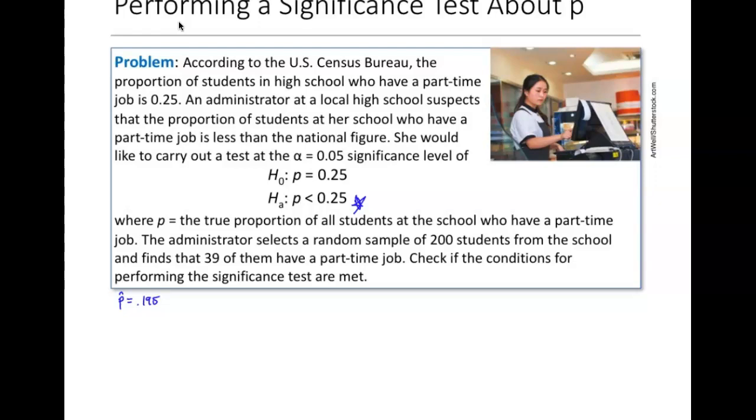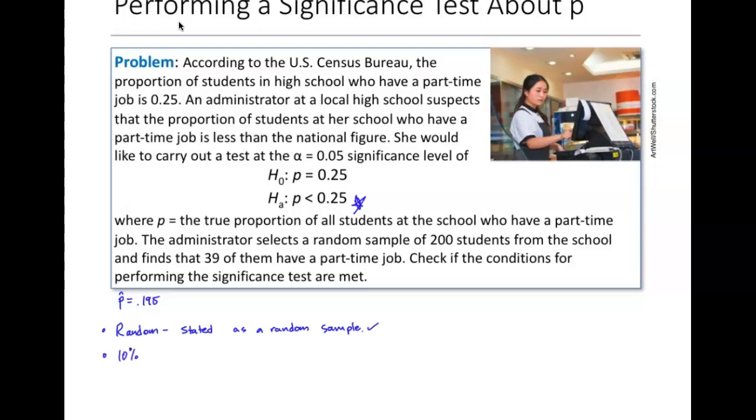All right, all they want us to do here is check conditions. Random. So that's our first condition. It's stated as a random sample. Good.